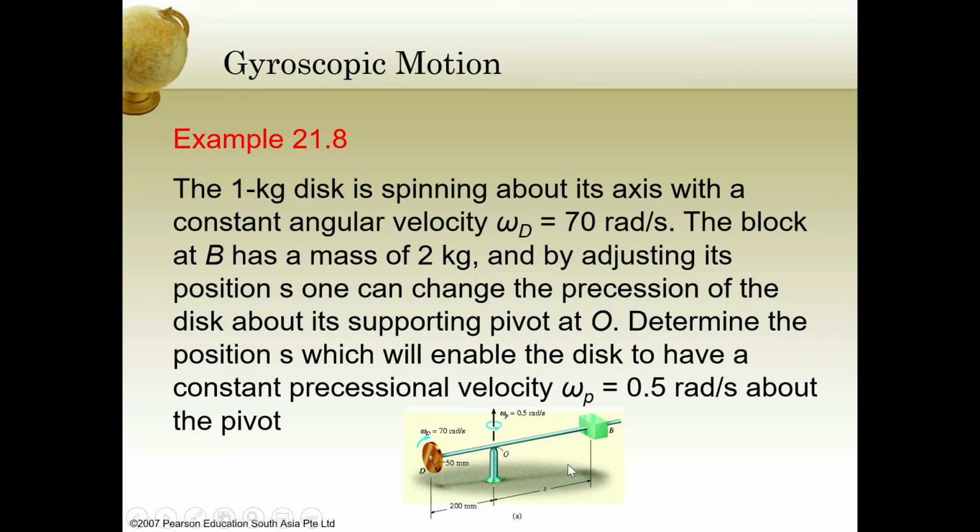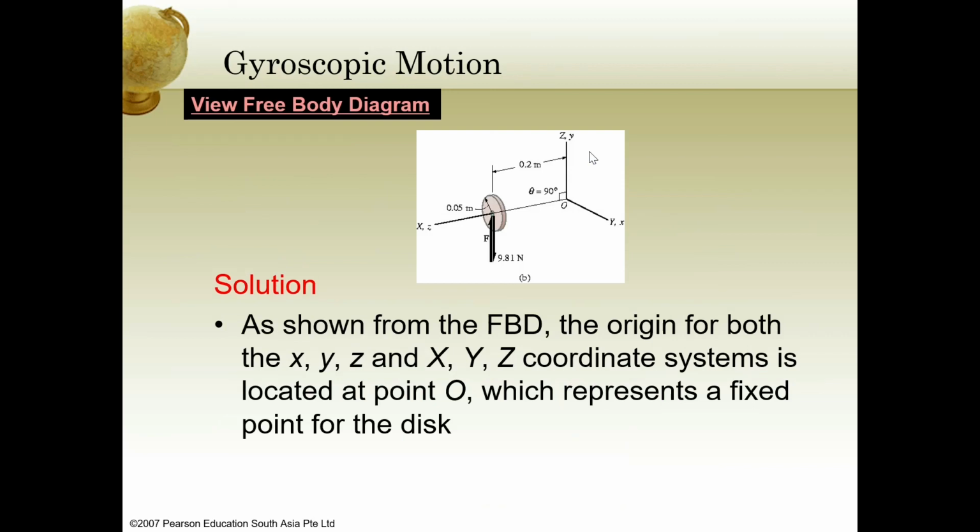Okay, so determine the position s which will enable the disc to have a constant precessional velocity equal to 0.5 radian per second about the pivot. So this is the speed that we want to achieve, and the other parameters are important. So now we can solve this problem. The first thing is we need to calculate the moment created by the weight.